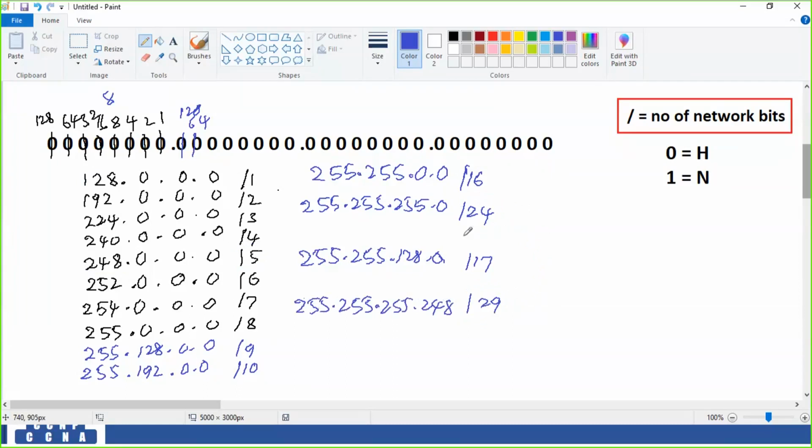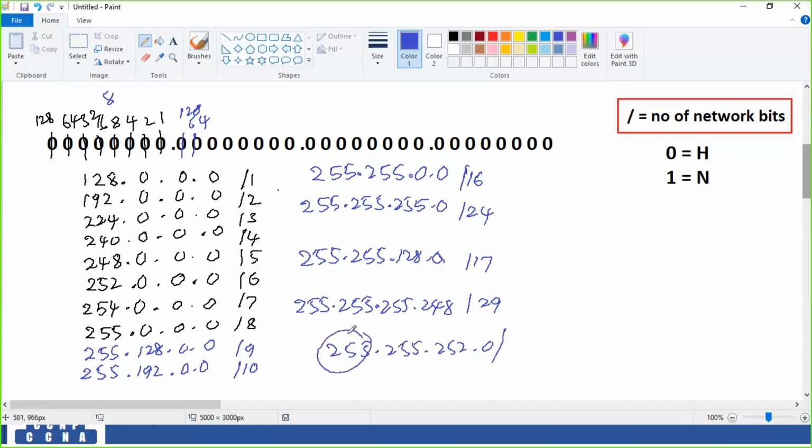So by using any slash notation, we can find out the subnet mask, correct? Yes, sir. Even if I have a subnet mask, we can find out the slash notation. Then tell me 255.255.252.0. Tell me the slash notation.